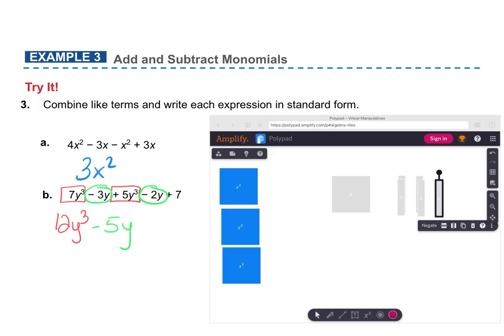And then I'm going to combine my constant. There is no other constant. So that is just +7.